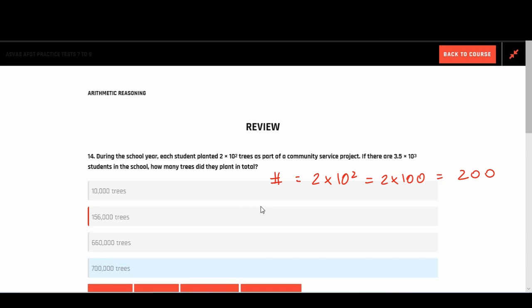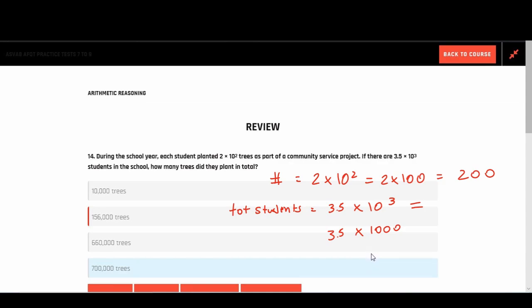And this is going to be the number of trees that each student planted. This is going to be total students. And we're told that there are 3.5 times 10 to the third number of students. Let me go ahead and work this out down here so you can see it. 10 to the third is 1,000, so this is 3.5 times 1,000.